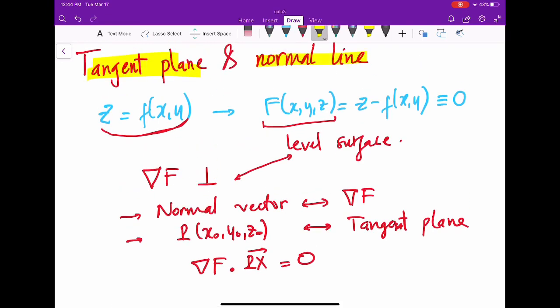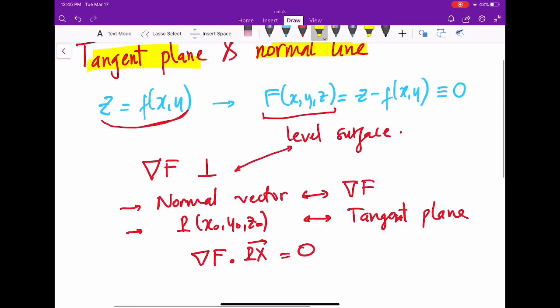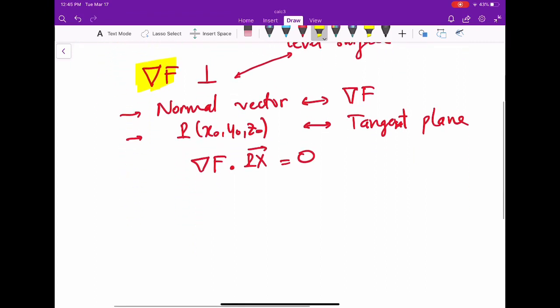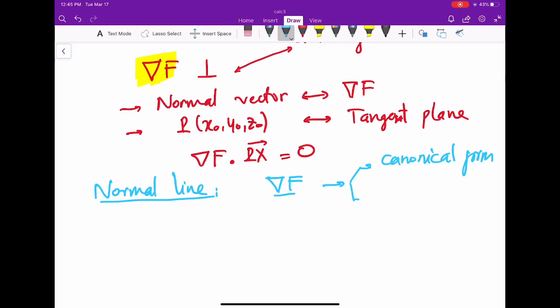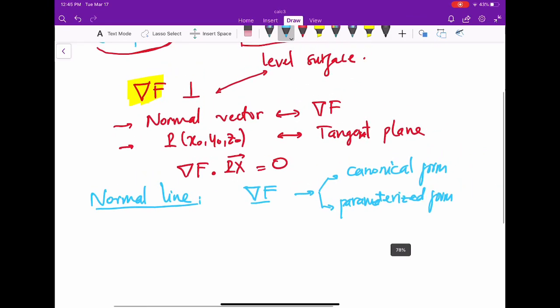About the normal line, in the same situation, the normal line will have direction vector gradient of F. So if they ask you to find the normal line to a surface at a given point, you already have gradient of F, and then you use canonical form, or you can use parameterized form, to write the equation of that normal line.